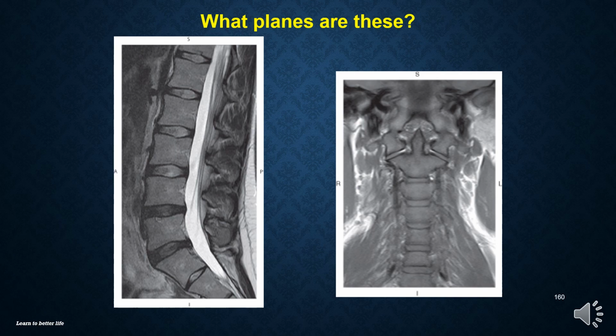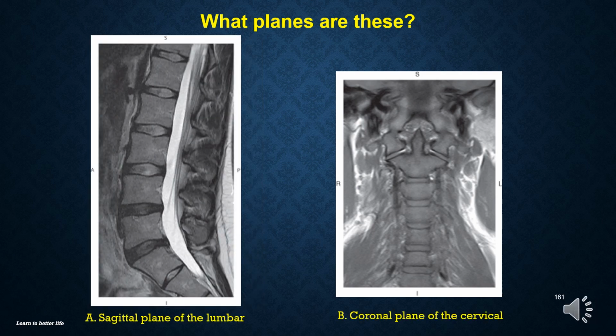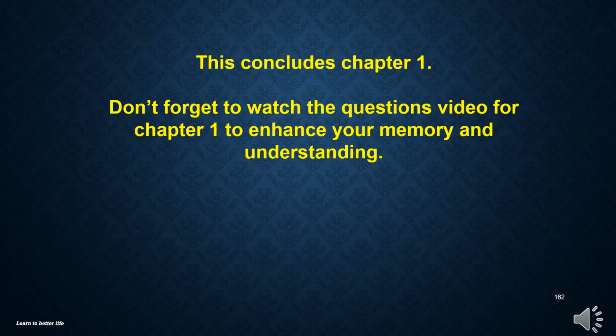What planes are these? A is the sagittal plane of the lumbar. B is the coronal plane of the cervical. We are done with Chapter 1.